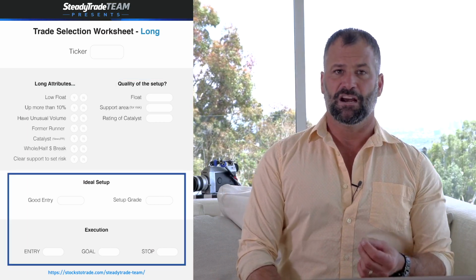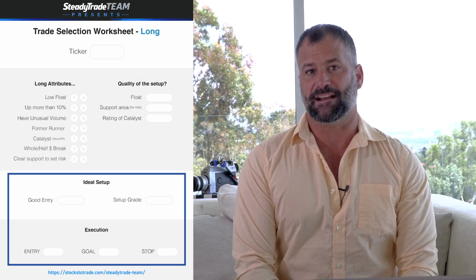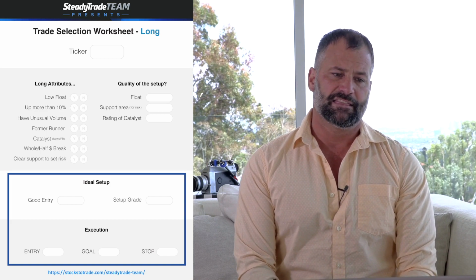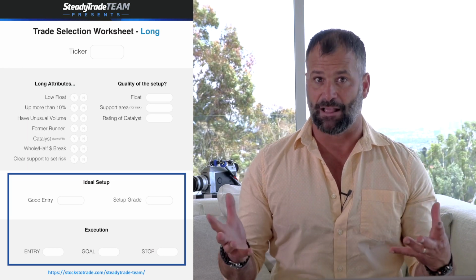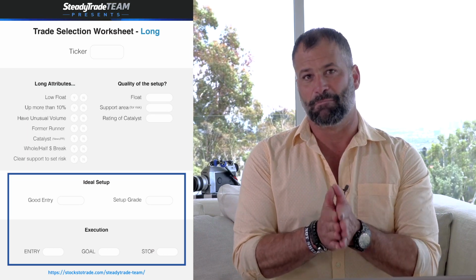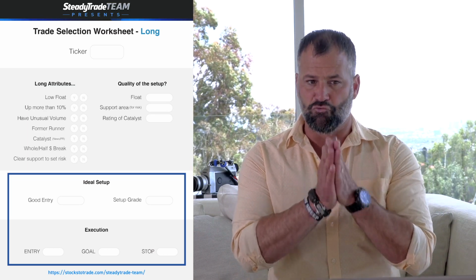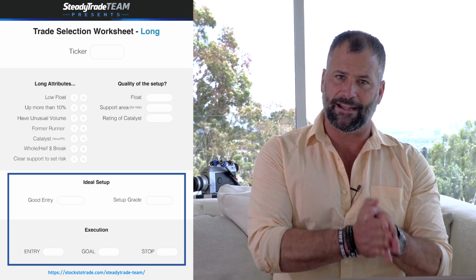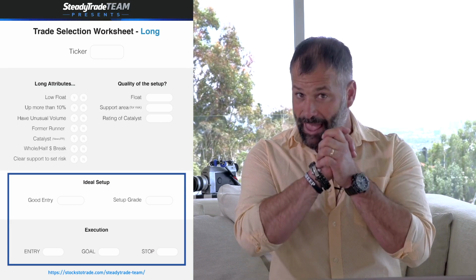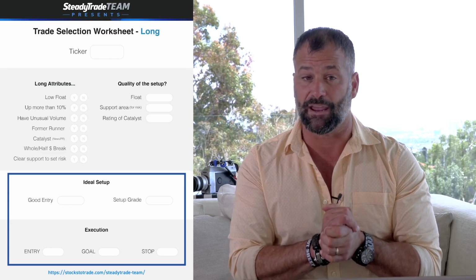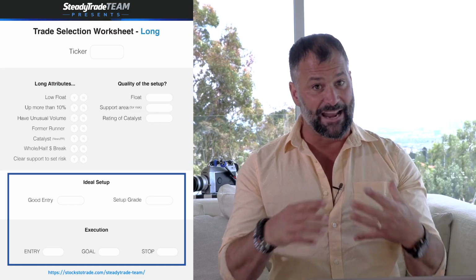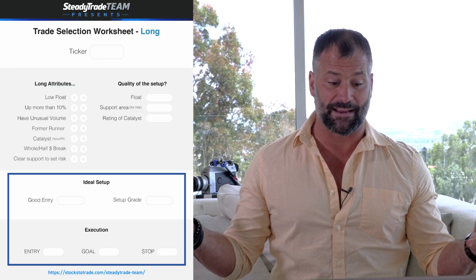Then at the bottom of the sheet is where we help you with execution, because one of the biggest things I see with new traders is they really struggle to follow their plan. And maybe I'm a little old school, but I tell you, writing down your stops, writing down your goals, writing down your entries will help you with execution, okay? It will help you with FOMO. It will help you with letting your losses get bigger than you anticipated.